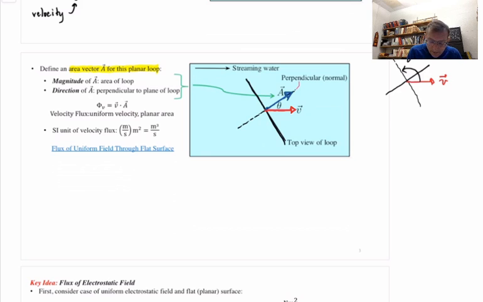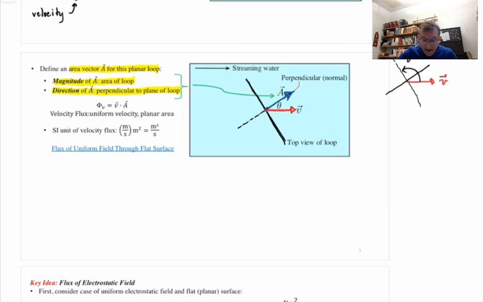First, its magnitude. That's easy. The magnitude of A arrow is just the area inside the loop. The direction of A arrow is perpendicular to the plane of the loop. That's why I drew it along that dashed line. And for a flat surface like this, there's just that one area vector representing the entire area in a direction along that perpendicular.